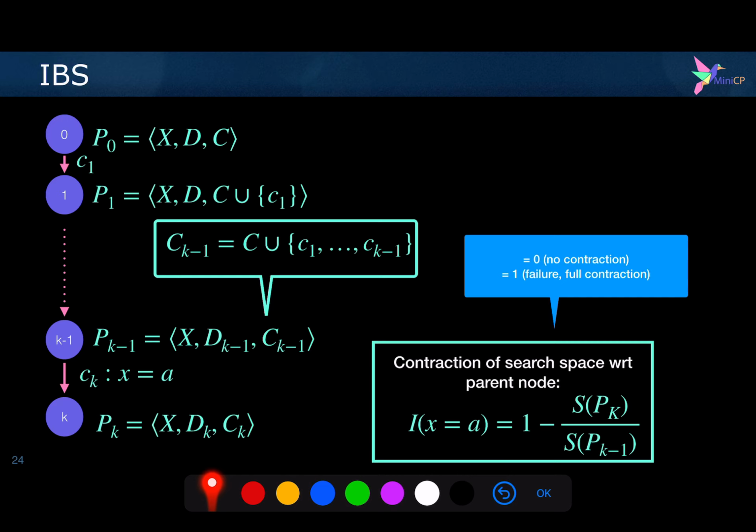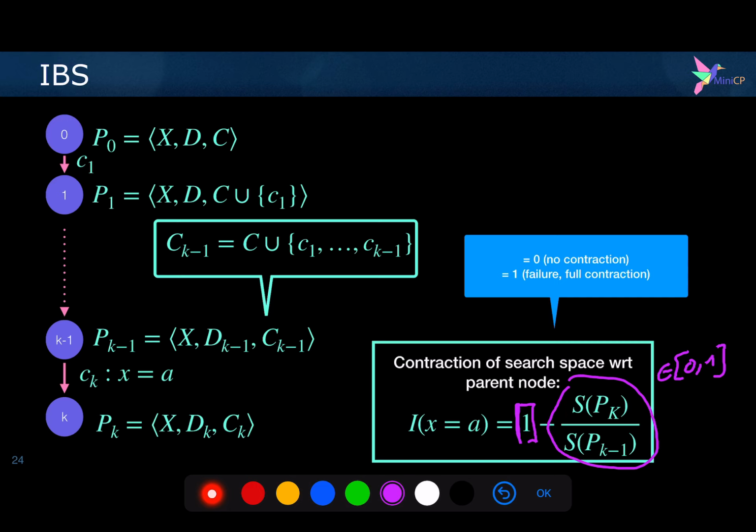And we will denote by I, I stands for impact, I of the decision x equal to a, the impact of the decision, is 1 minus the contraction of the size of the search space between the problem P_k and P_{k-1}. Obviously S(P_k) is always smaller than S(P_{k-1}), so this ratio is always between 0 and 1, and 1 minus this ratio is also a value between 0 and 1. And this represents the contraction of the search space.